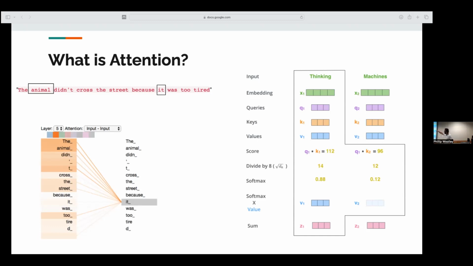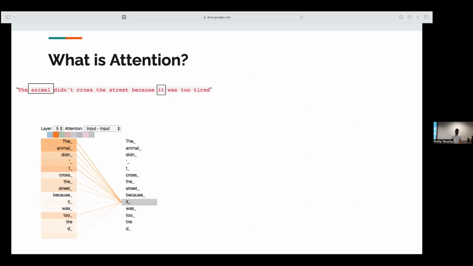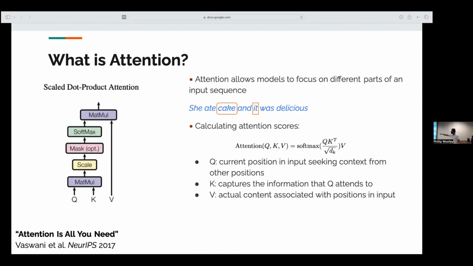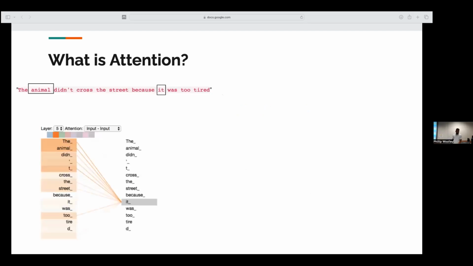So these are all 3 different vectors for thinking, and these are all 3 different vectors for machine, right? So let's just focus on the word thinking and how attention is calculated here. Remember this equation? What does it say? To calculate attention, we need to take the query vector and do the dot product with the key vector, and after we have this term, we do the dot product with the value vector, right? So that's what we are trying to do here.